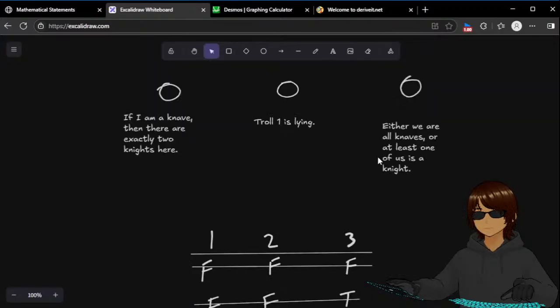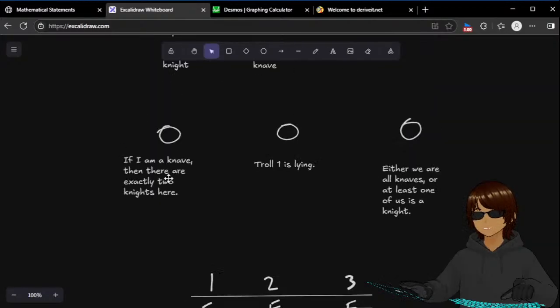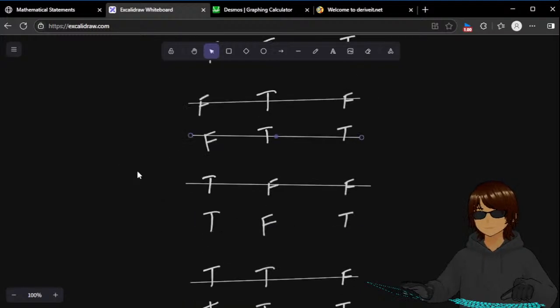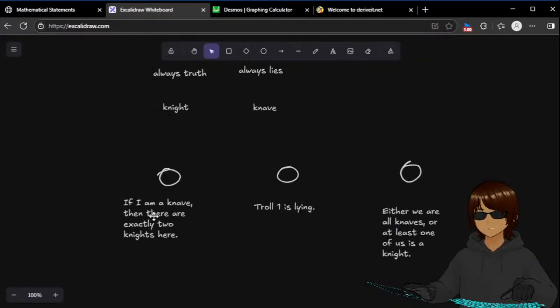True, false, true. If he's telling the truth, if I'm a knave, then there are exactly two knights here. That is if he's a knave. If he's a knight, then that doesn't tell us anything. So troll 1 is lying, so this guy is lying, so troll 1 is telling the truth. So knight, knave, knight. But since he's a knight, his statement doesn't mean anything. The statement only has a meaning if he's a knave.